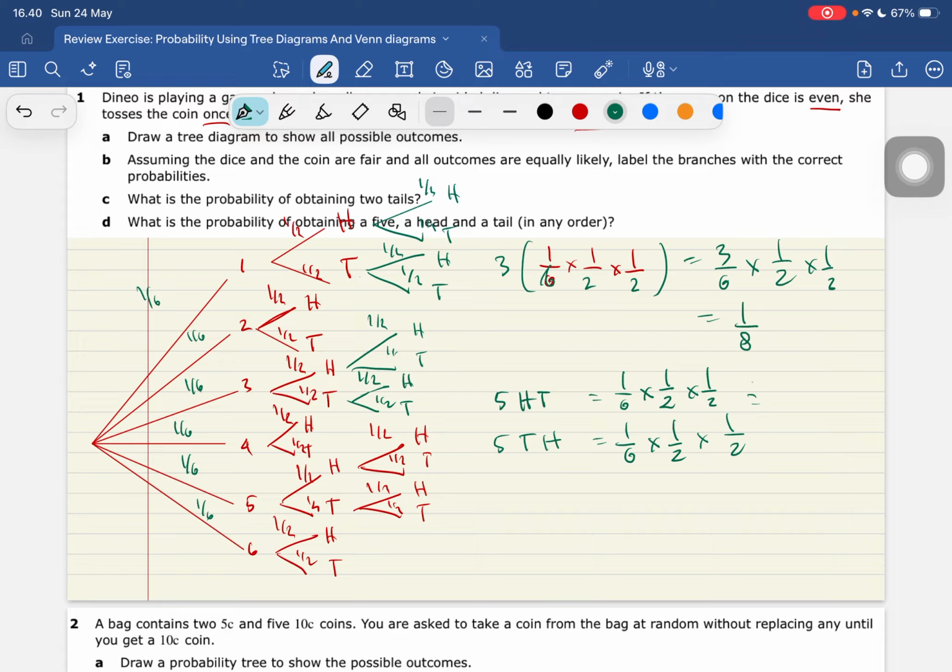So here we've got 1 over 24. Here also 1 over 24. So we can just add 1 over 24 plus 1 over 24, because this is in any order. So first can be head and then tail, or tail then head. So 1 over 24 plus 1 over 24 is 2 over 24. We simplify it, so we get 1 over 12.